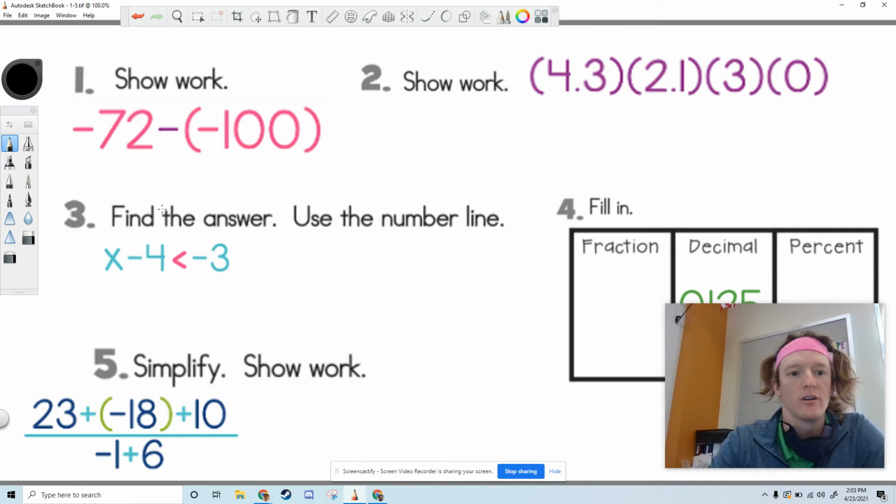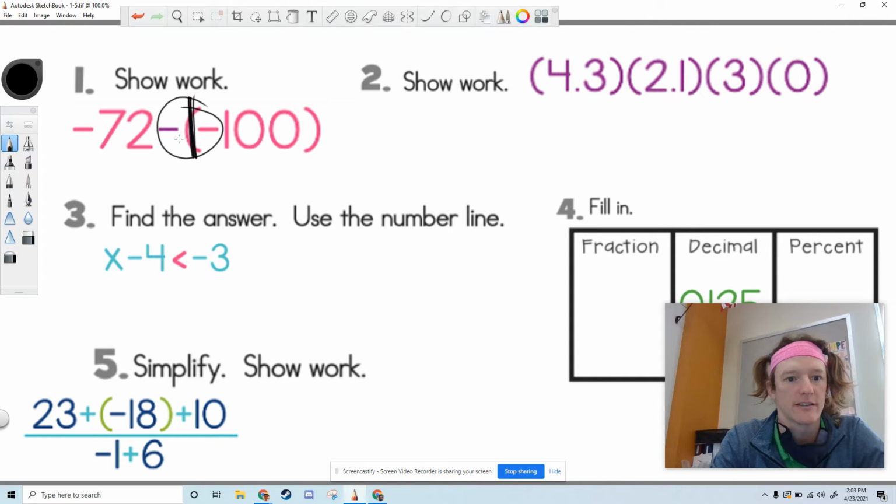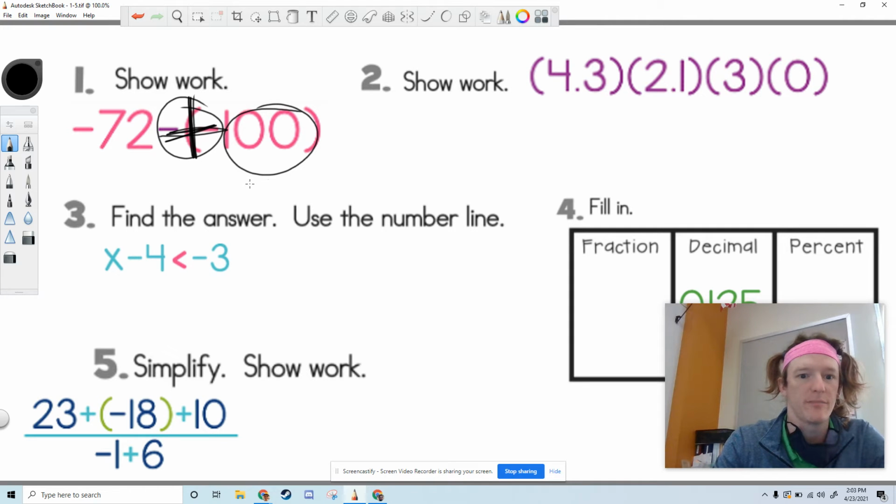All right, number 1, negative 72 minus negative 10. We have two negatives in a row. Remember, when we have two negatives in a row, we can change that. It's the opposite of the opposite. It can turn into a plus sign. So we have 100 positives.